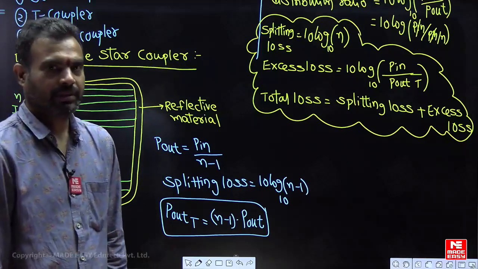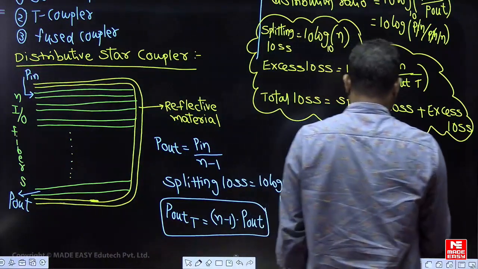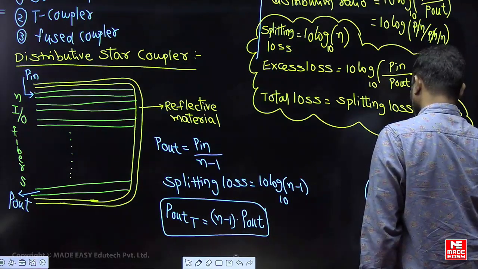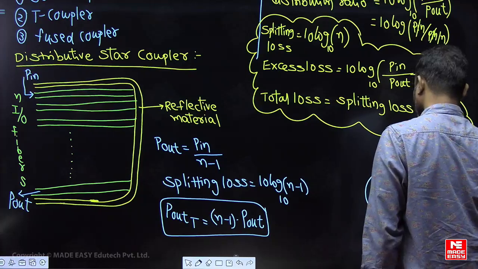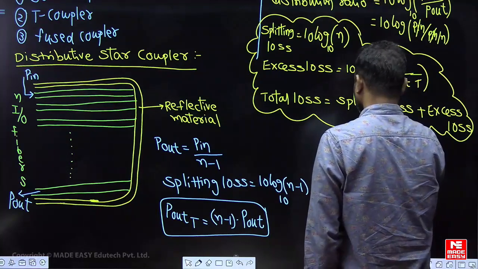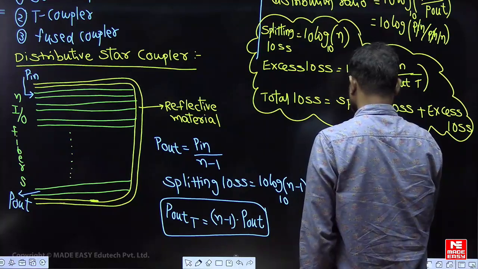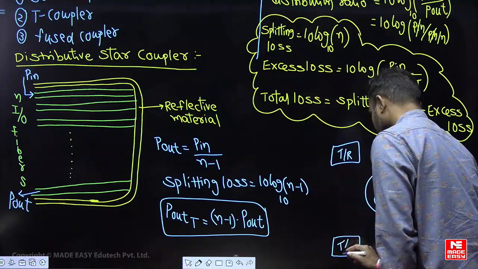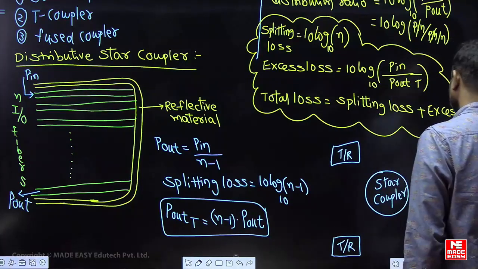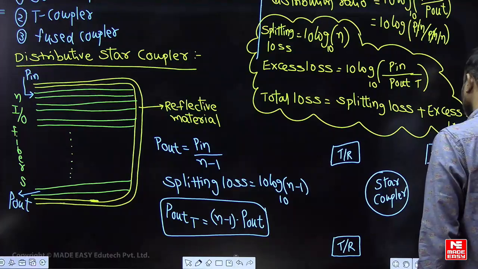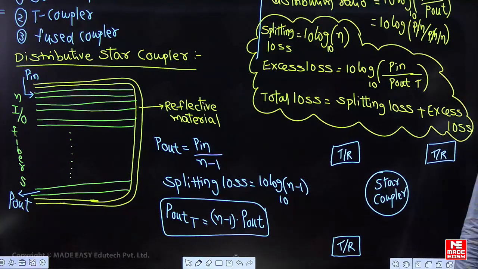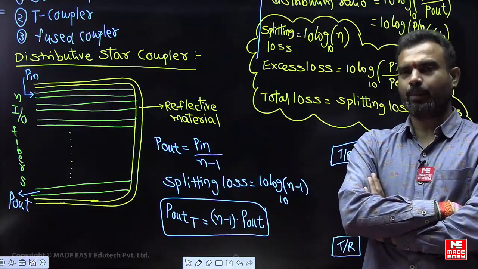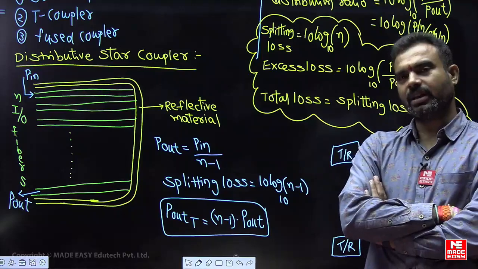I will give one diagram for a star coupler. This is the star coupler. And here we have T by R. Here also we have T by R, and here also we have T by R. What is the meaning of T by R? It means transceiver. A transceiver has the ability to transmit as well as receive at the same time.